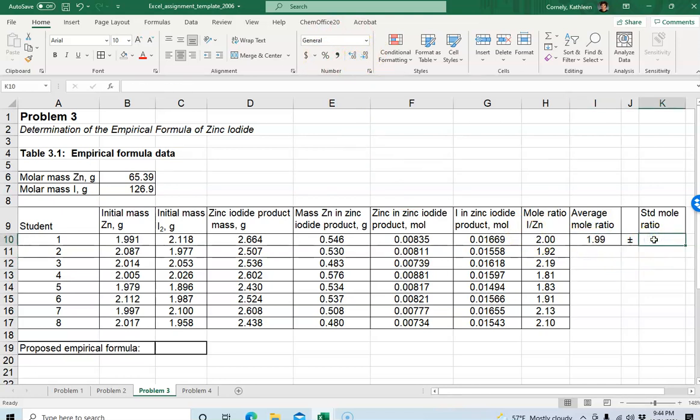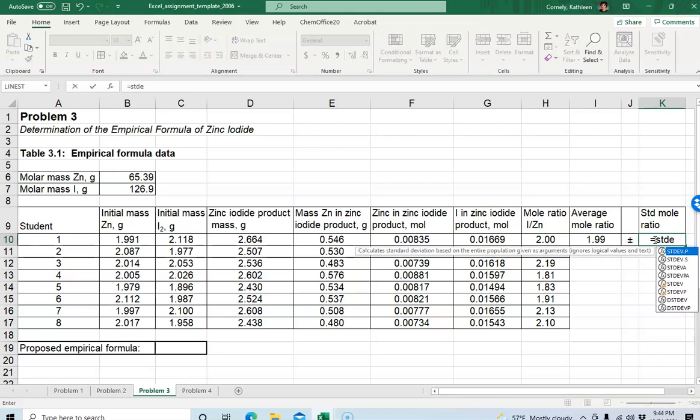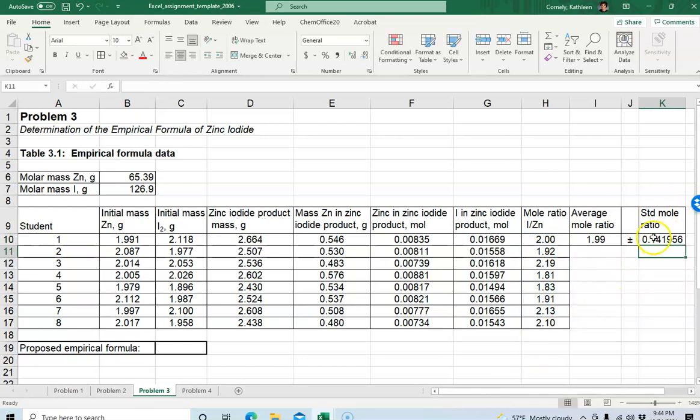Let's do the standard deviation. Okay, so that's going to be equals STDEV, and we have S and P. S is sample, and P is population. We only have 8 students, so we're going to do sample. So that's the one that we want. So it's STDEV.S, and then we'll do open parentheses, again, all of these, closed parentheses, and now we get our standard deviation.